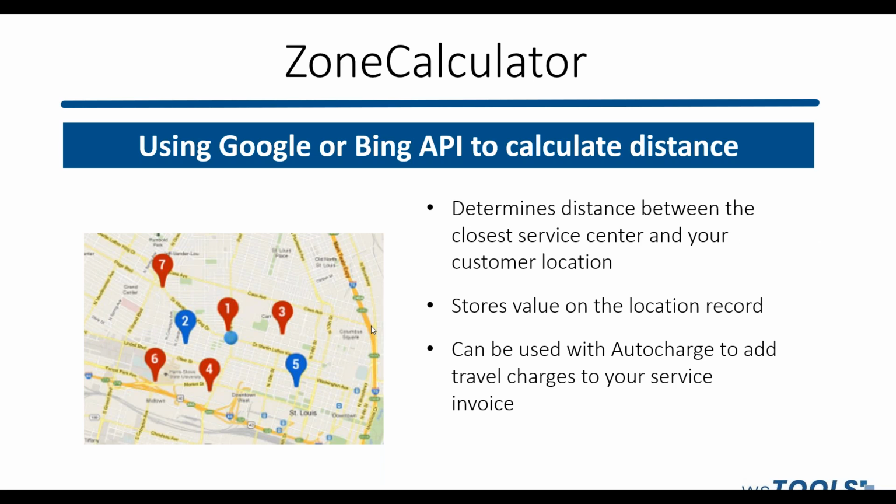From there, you can use that information in Autocharge. That's where we've seen a lot of our customers use it. Using Autocharge, you can assign a flat rate that it's going to charge for each one of the zones. Or you can also have that data show up, let's say, in schedule.